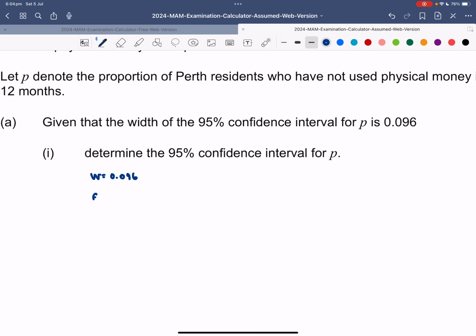Now, I hope everyone realizes that the width is double the error. Okay, so the error is just the width divided by 2. So the error is 0.096 divided by 2. 0.096 divided by 2 is 0.048. So we have a margin of error of 0.048.